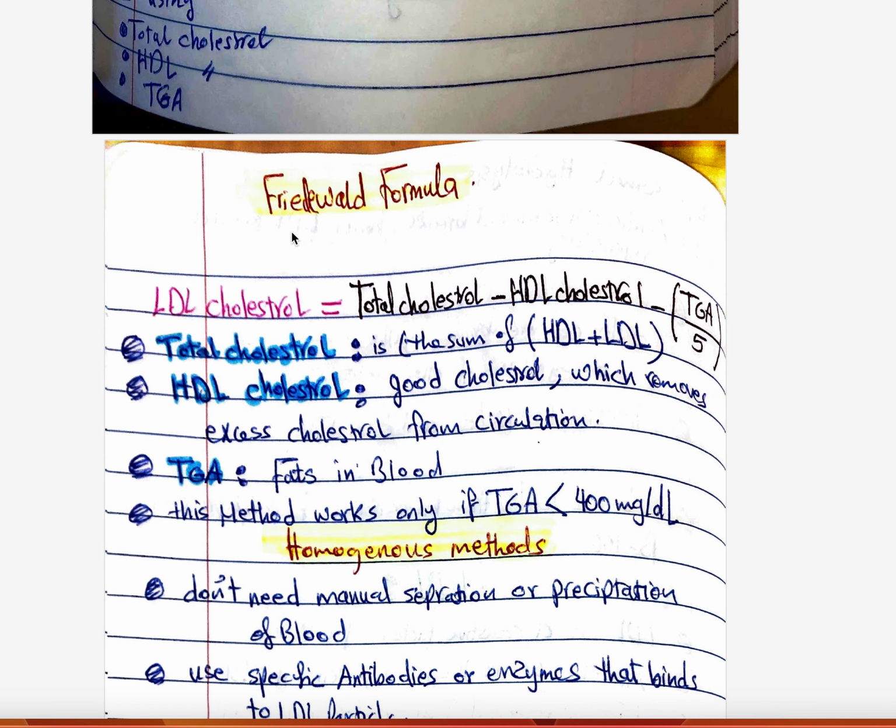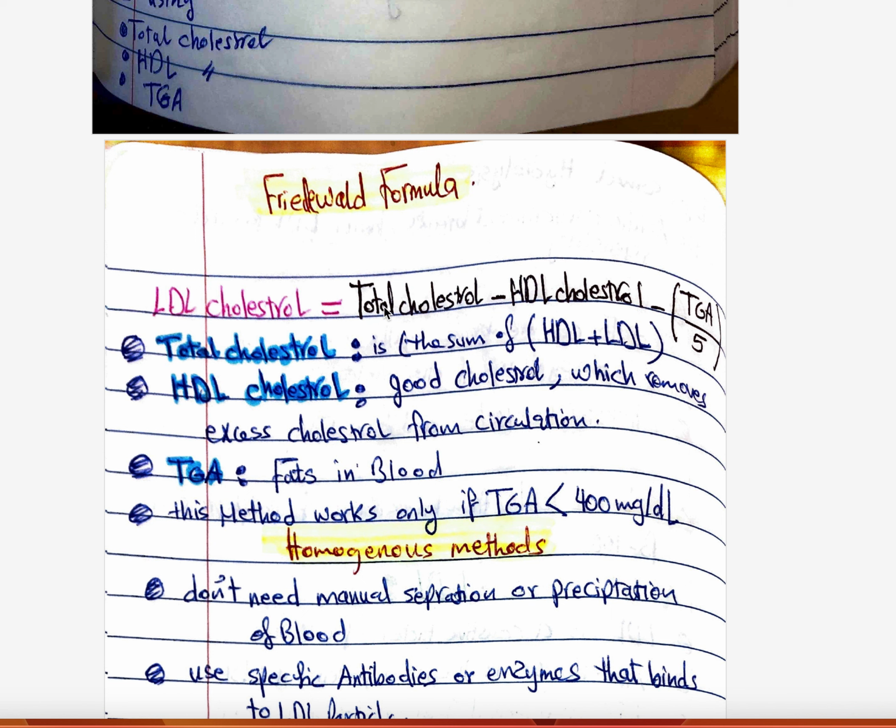So as you can see here, this is the Friedewald formula. The low density lipoproteins cholesterol equals total cholesterol minus high density lipoproteins cholesterol minus triglyceride, divided by 5. So as you can see here, to measure the low density lipoproteins, we should have the total cholesterol, we should know the high density lipoproteins cholesterol, and then we should know the triglyceride.